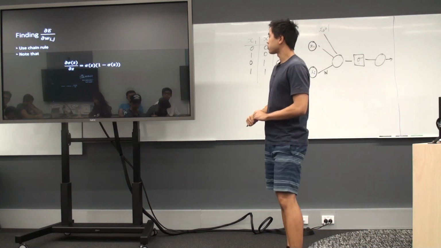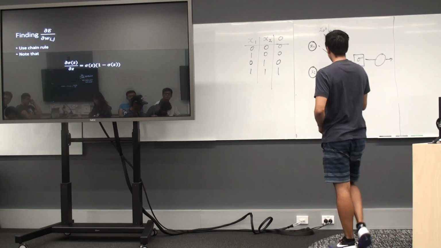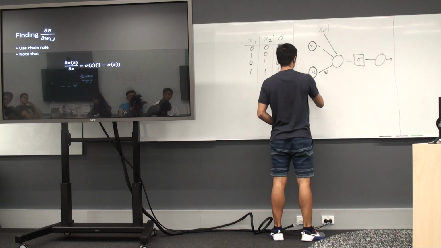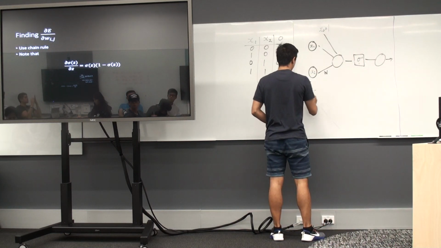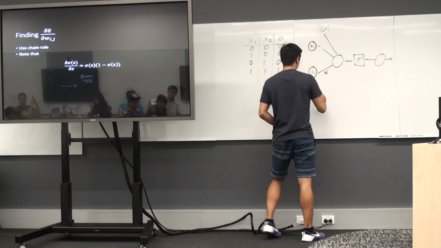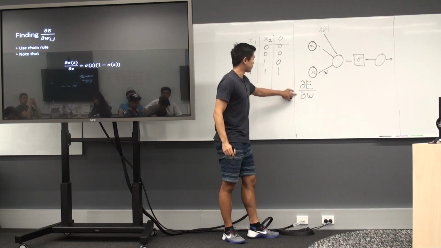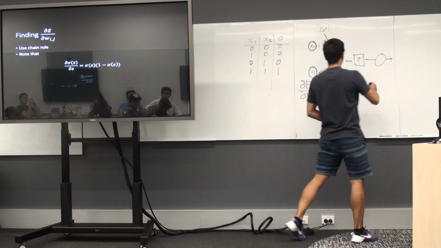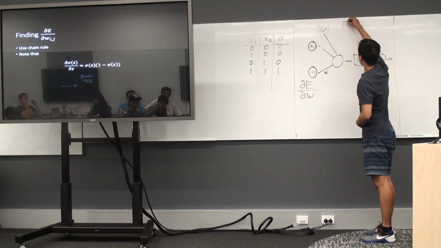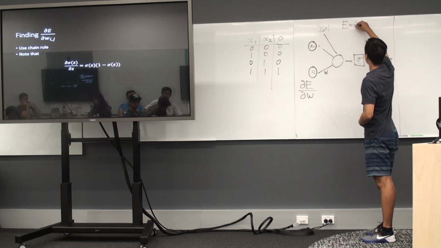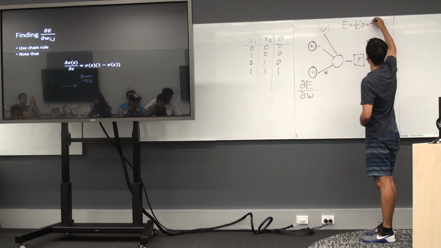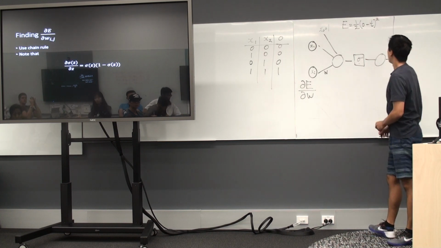So I want to find the error with respect to the weight. Now, what is the error composed of? Error is simply half (O minus T) squared.